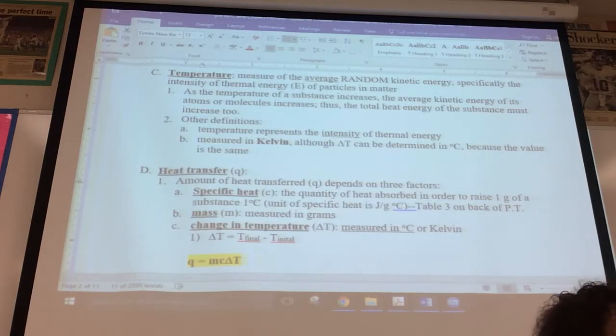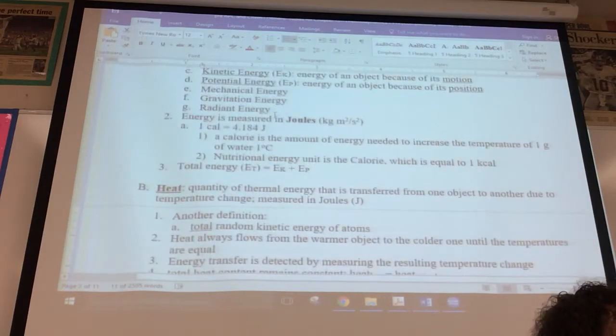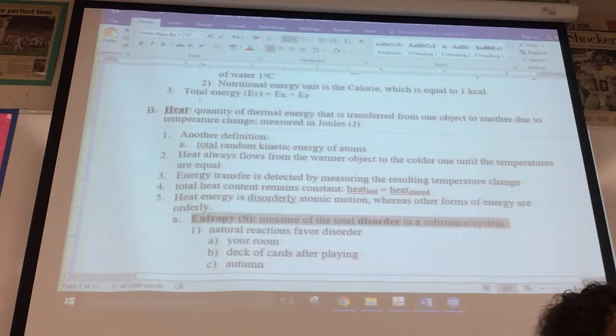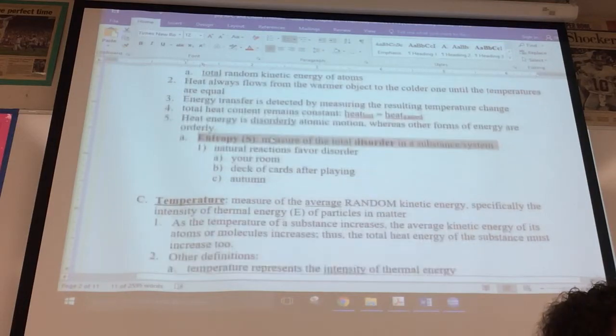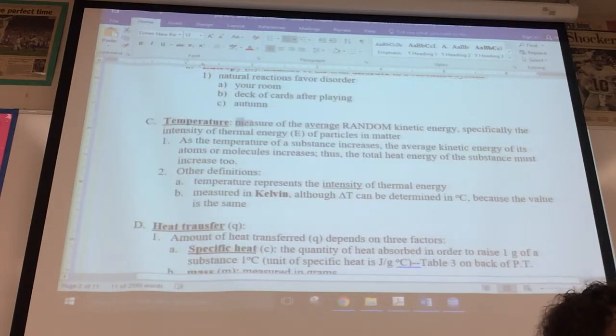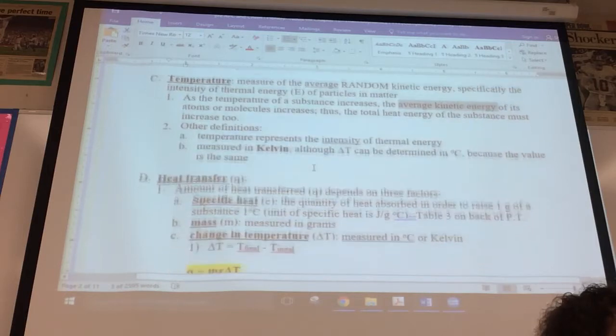All right. Energy, capacity to do work or transfer heat. Heat is the quantity of thermal energy. Temperature is a measure of the average random kinetic energy. We're talking about the intensity of the thermal energy that particles have. What you will see as you increase temperature, particles move faster, their average kinetic energy will increase as well.